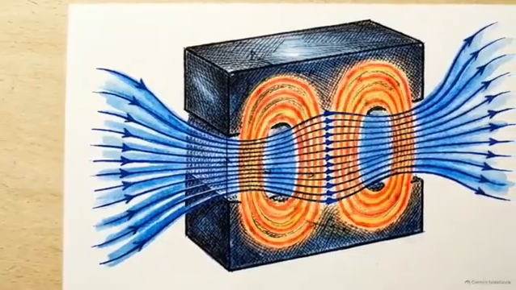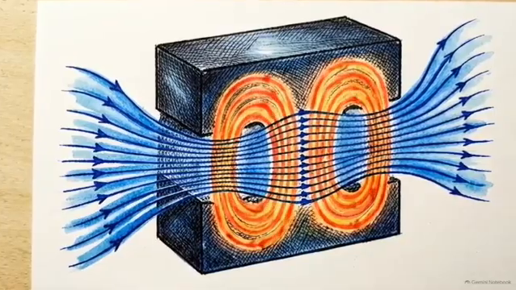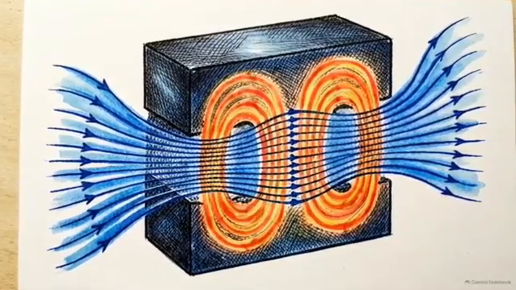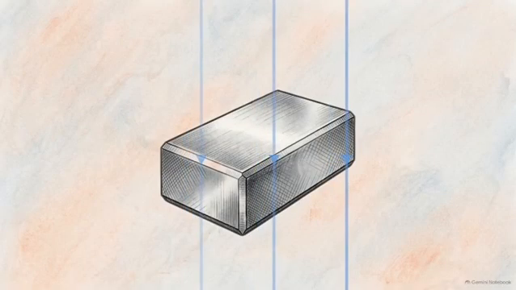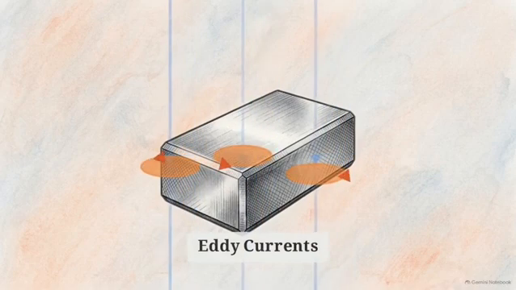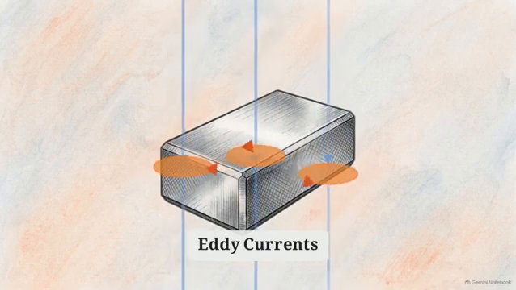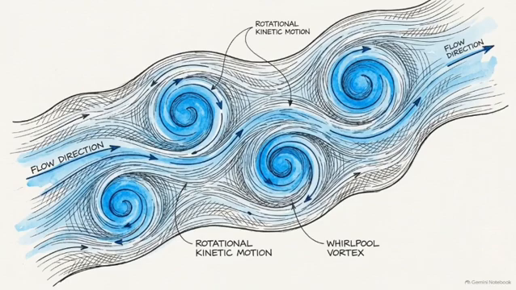If you take a solid block of metal and expose it to a shifting magnetic field, something invisible wakes up inside the material. Whenever a bulk conductive material experiences a change in magnetic flux, the metal reacts by generating localized electrical currents right inside its own volume. Because these internal currents form continuous, swirling loops that resemble whirlpools in a river, physicists call them eddy currents.